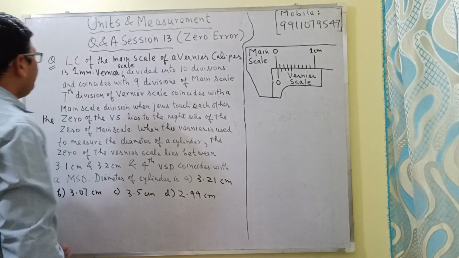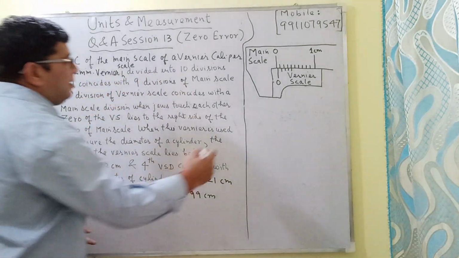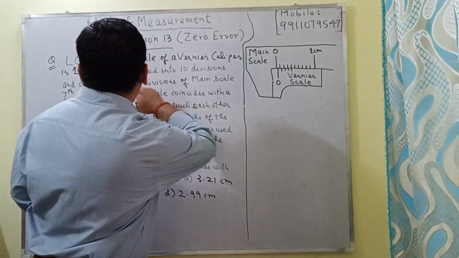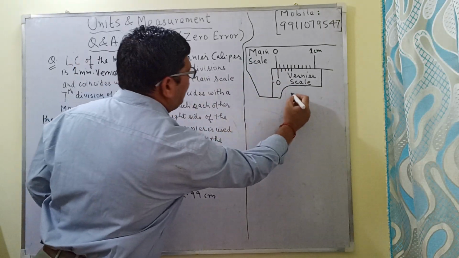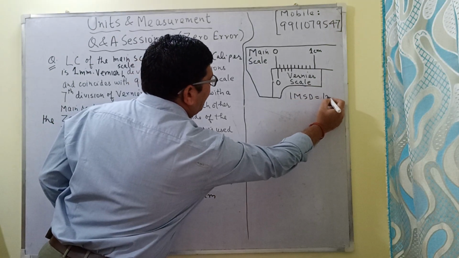Now here, the least count of the main scale of a vernier caliper is 1 mm. That is, the least count of the main scale of the vernier caliper is 1 mm. It means that the value of one main scale division is equal to 1 mm.